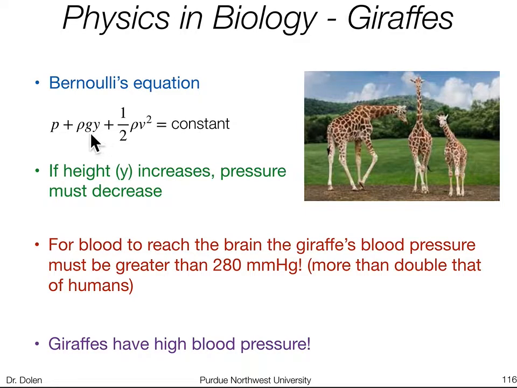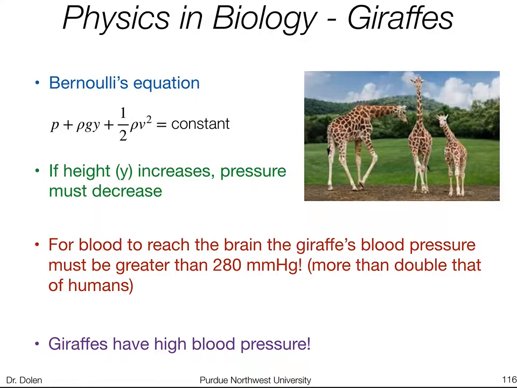If this term is getting bigger, this term must get smaller in order to keep this quantity constant. And what that means is if the pressure of the blood is getting lower and lower all the way up the neck of the giraffe, the blood pressure of the giraffe at the heart level has to be really big to still get the blood all the way up to the giraffe's head.